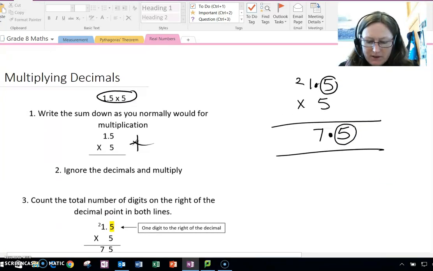So I write it down as for normal multiplication. I do normal multiplication ignoring the decimal points. I count how many numbers to the right of the decimal point in the 2 here. The answer was there's 1 number to the right, so in the answer I need there to be 1 number to the right of the decimal point.